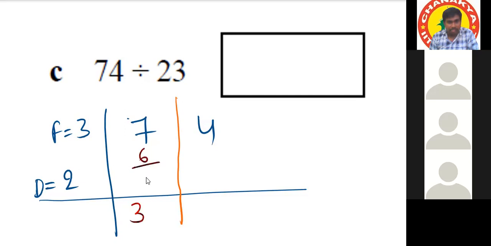Now the remaining is 1. We have to write it before the next digit, so it becomes 14. So 3 into 3, 9. So 14 minus 9, 5. So 3 with remainder 5.